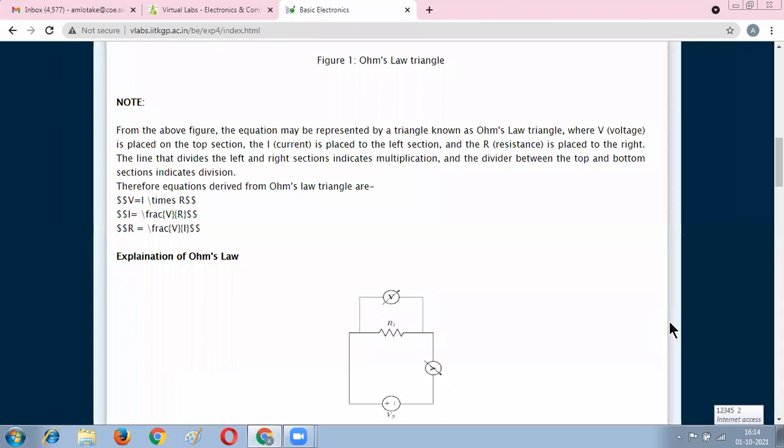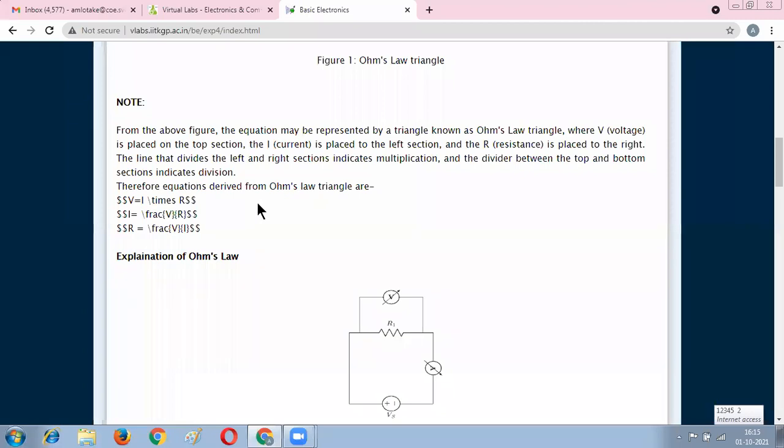So the above triangle is also called the Ohm's law triangle, which gives the relation between the voltage, current and resistance. Okay. So you can write it like that also: V is equal to I into R. That is your first formula. If you know the current and resistance, you can find out the voltage.